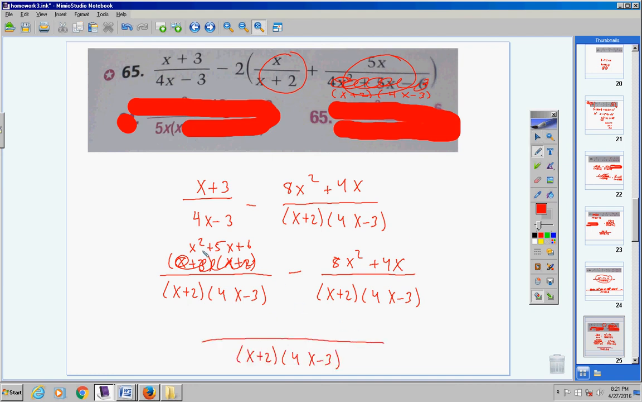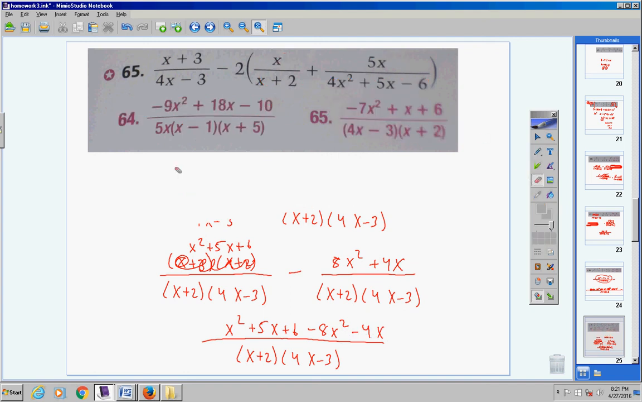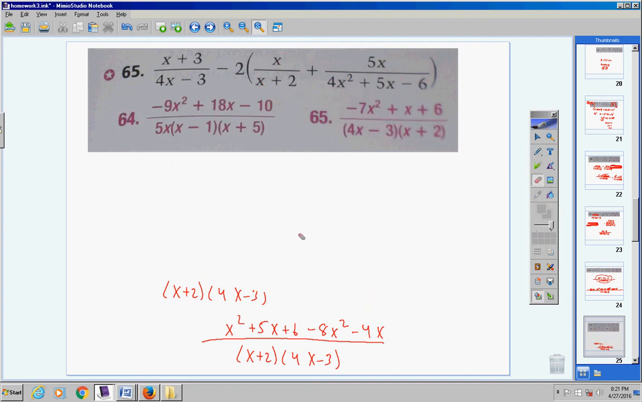We have x squared plus 5x plus 6. This negative sign changes all those signs: negative 8x squared, negative 4x. And now we're ready to combine like terms. And we'll probably have to do the whole problem over again. I hope not, but we'll see. We have a negative 7x squared. That's good. x says we have a positive x.